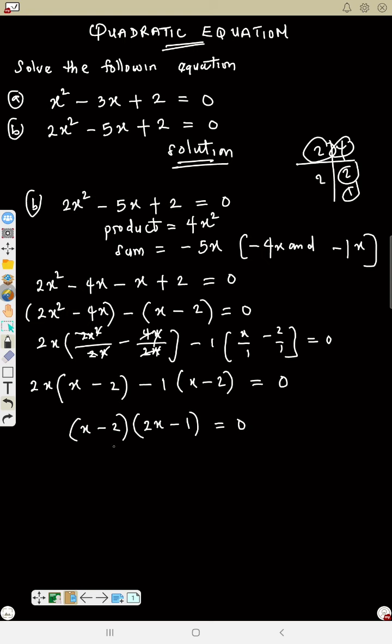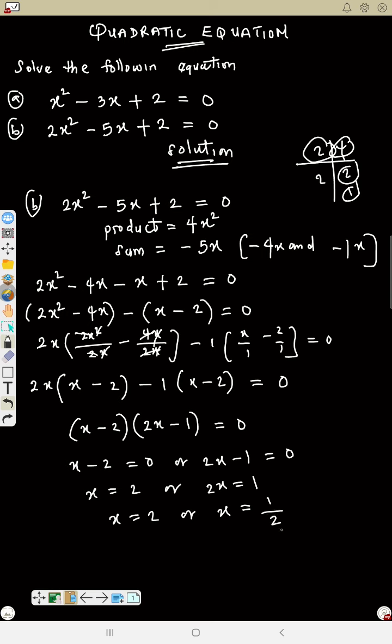So now for this equation to be true, then this must be equal to 0 or this must be equal to 0. So that means x minus 2 is 0 or 2x minus 1 equals 0. So x is 2, the minus will cross, or 2x is 1. So x is 2 or x is 1 over 2, dividing both sides. So that is the answer.